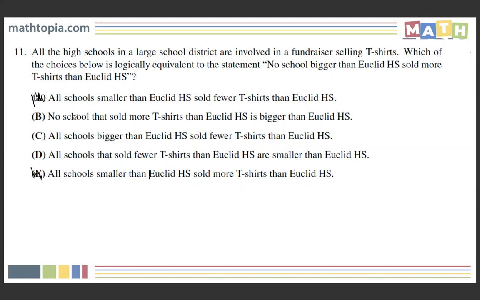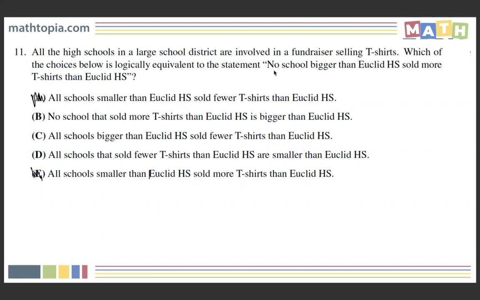Okay, let's look at choice B. No school that sold more t-shirts than Euclid HS is bigger than Euclid HS. Okay, so these two statements are pretty similar, but the if and the then are swapped, and it's also negated. So both sides are negated. Let me explain. No school bigger than Euclid HS sold more t-shirts than Euclid HS. Well, what that means is that for every school that is bigger than Euclid HS, they did not sell more t-shirts than Euclid HS, right?